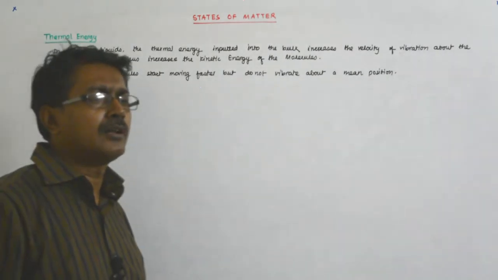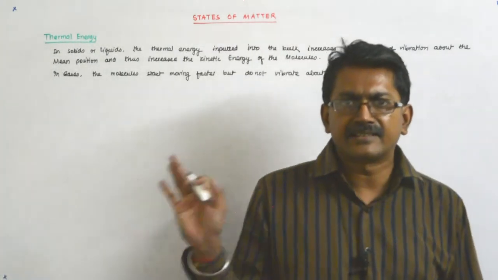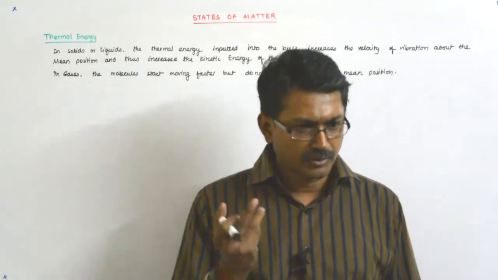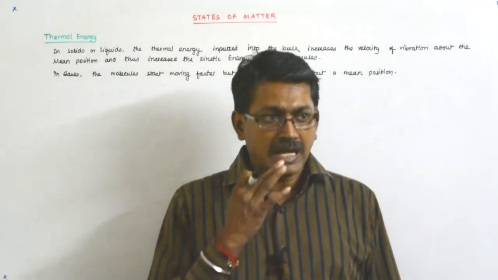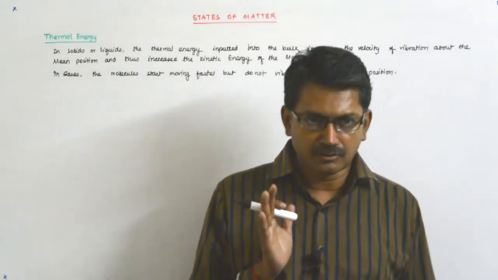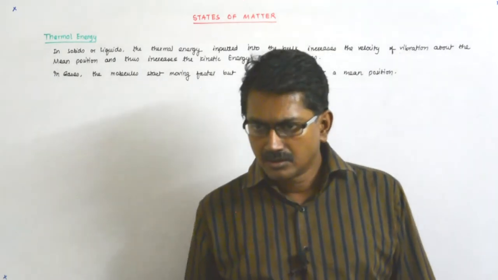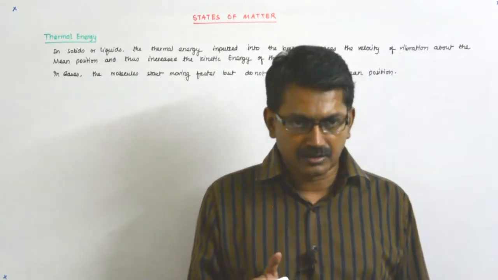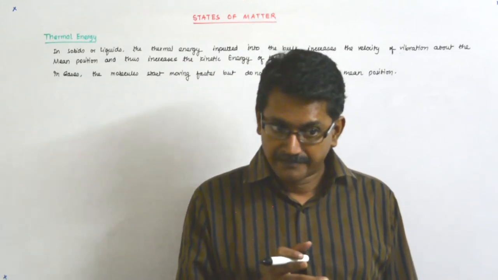Mean position means what? It keeps on retracing that position back and forth, to and fro motion. And there's another thing: if the external forces are removed, then what happens? It comes and settles at the mean position. That's what a mean position is.